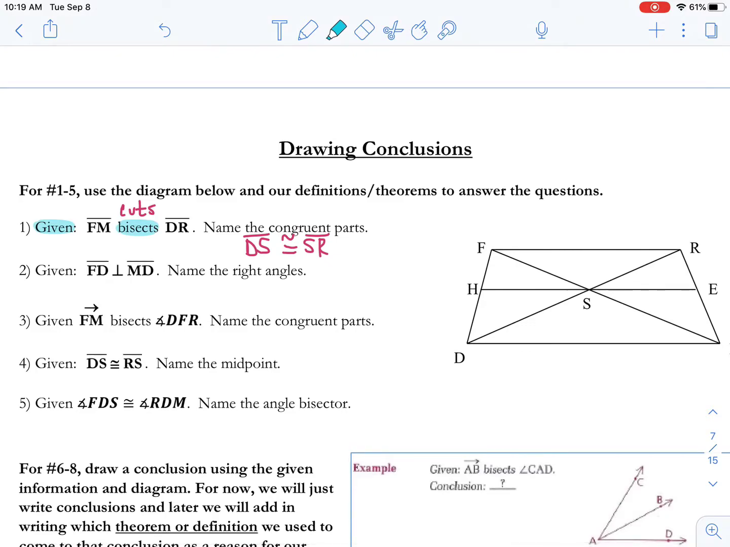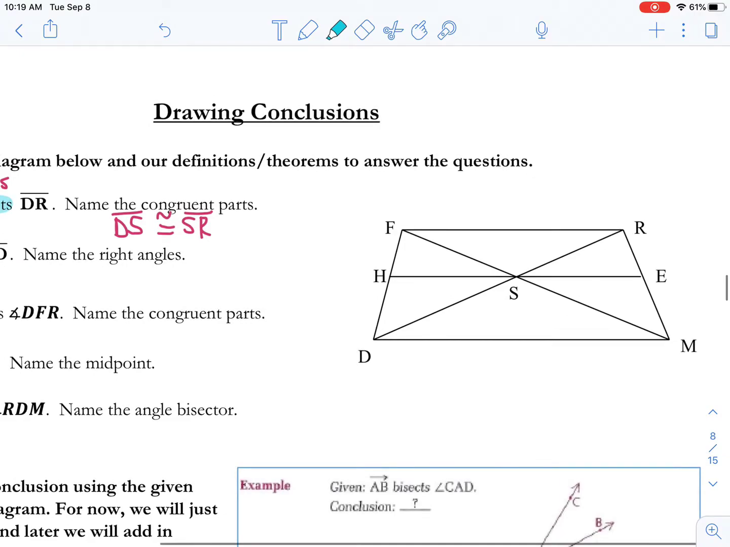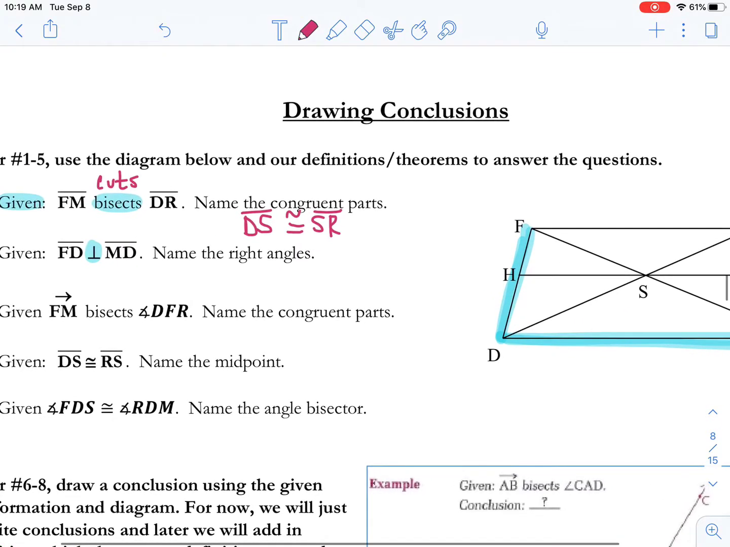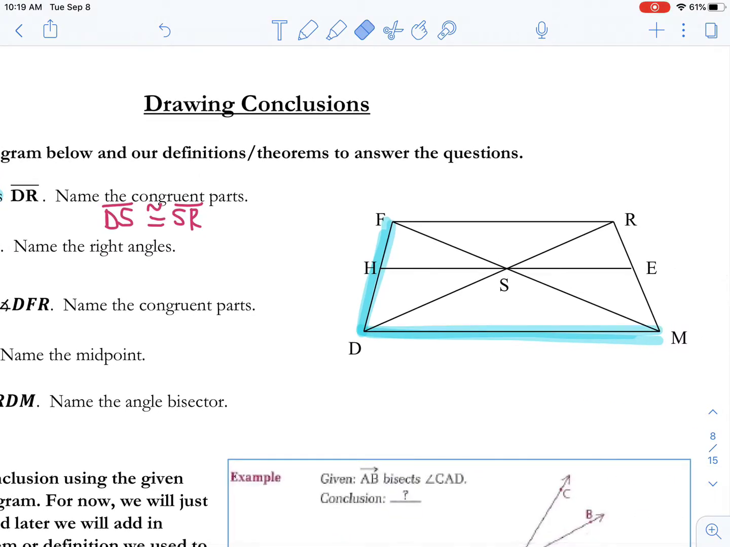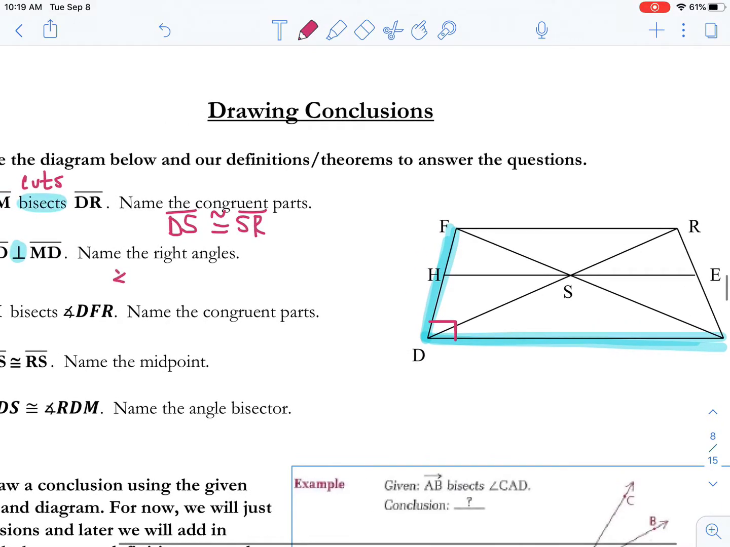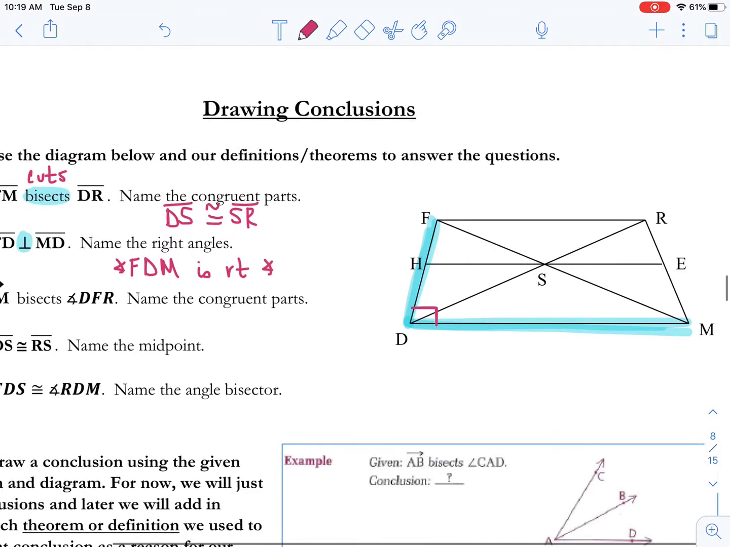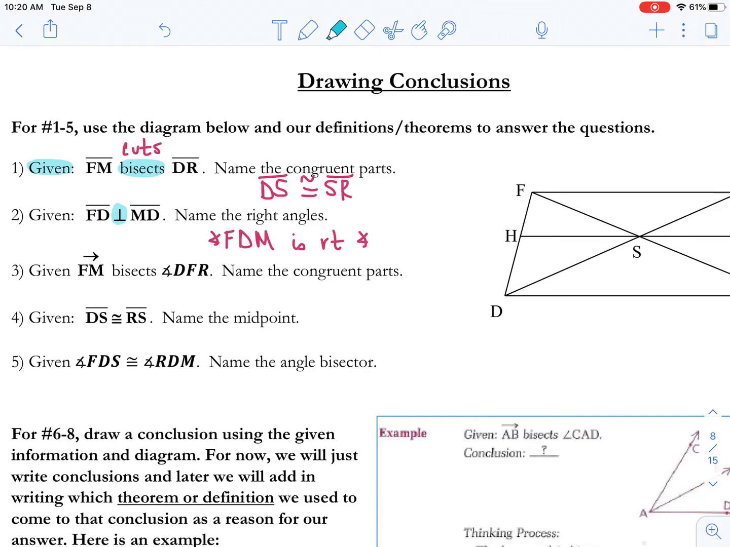Number 2, the given information is that these 2 segments are perpendicular. So we think of the definition of perpendicular, and then we look at the diagram. These 2 segments are the ones that are perpendicular, and we know if segments are perpendicular, then they form right angles. So where's the right angle in our diagram? It is right here. So we can say angle FDM is a right angle because those 2 highlighted segments are perpendicular. That's the conclusion we can make based off that given information.